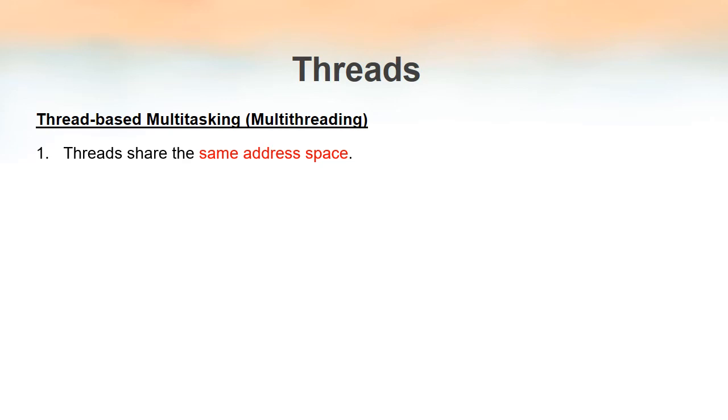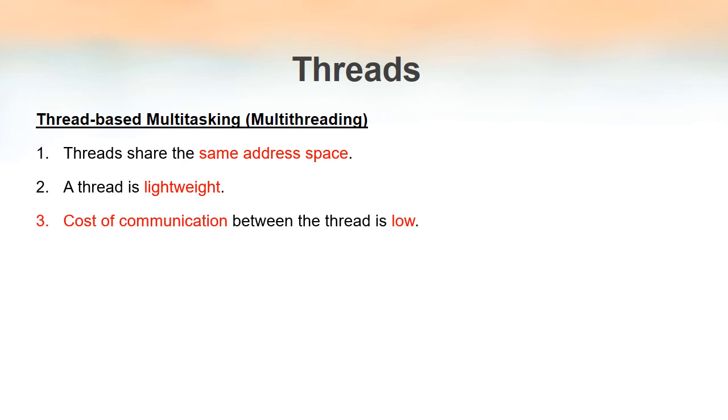But in case of threads, that is not required. That is the first point that you have to remember. Secondly, a thread is lightweight. Why? Because there is no need to allocate separate memory area. Since there is no need to allocate separate memory area, the context switching or the communication between threads is easier compared to the cost of communication required between processes.